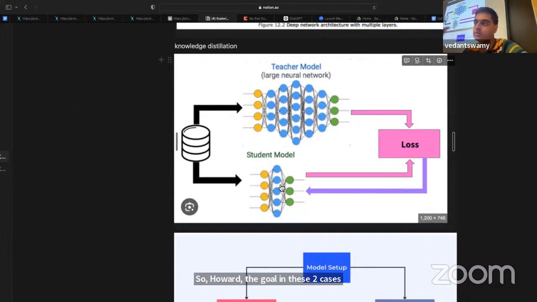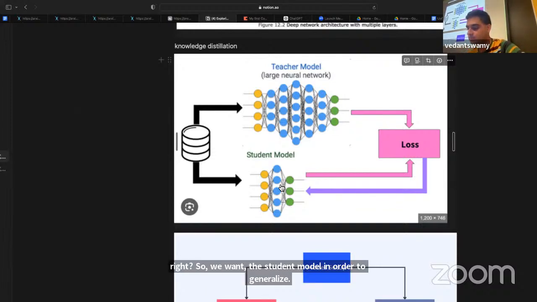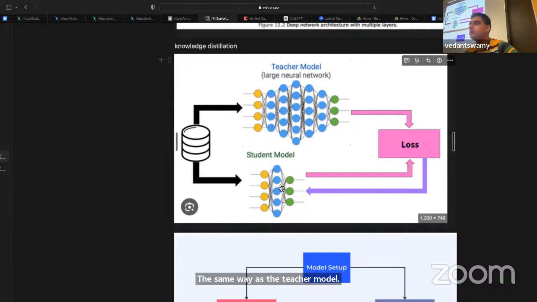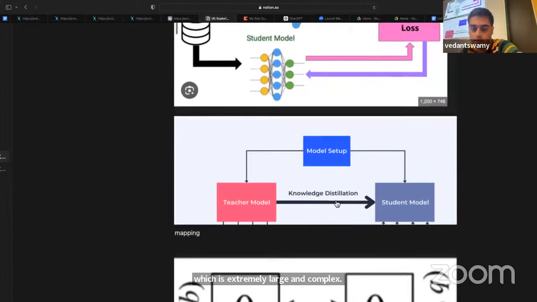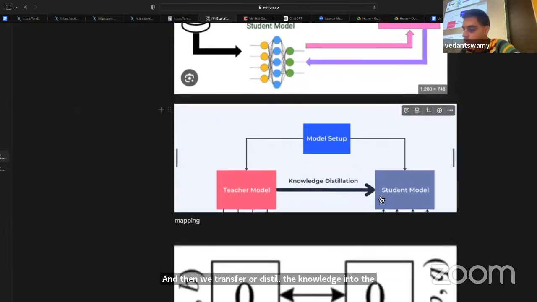The goal is for the student model to provide the same outputs as the teacher model, right? So we want the student model to generalize the same way as the teacher model. The way this works is first we train the teacher model, which is extremely large and complex, and then we transfer or distill the knowledge into the student model so that it becomes more suitable for deployment, right?